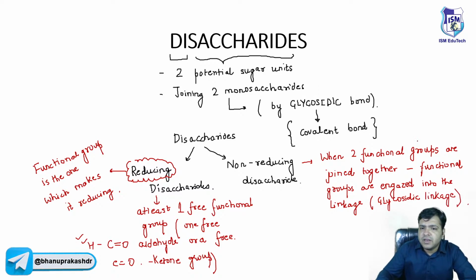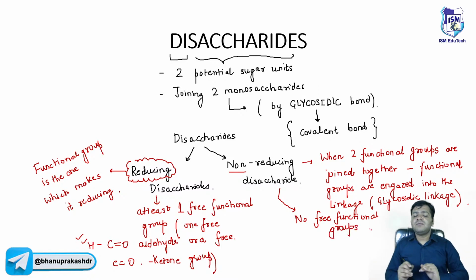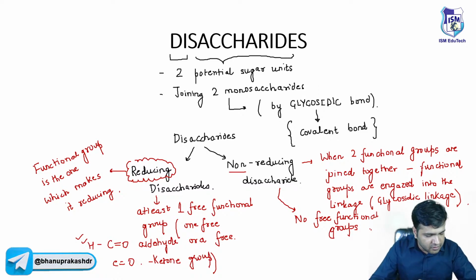So over here, beta, remember, non-reducing means no free functional groups. I hope this point is clear. What is the difference between the reducing disaccharide and the non-reducing disaccharide? Just give me a thumbs up in the chat box if this particular slide is clear to you people. Then I will start with the example and I will explain, beta.